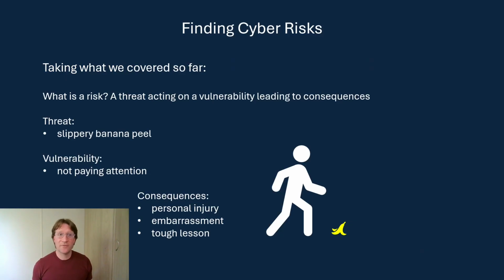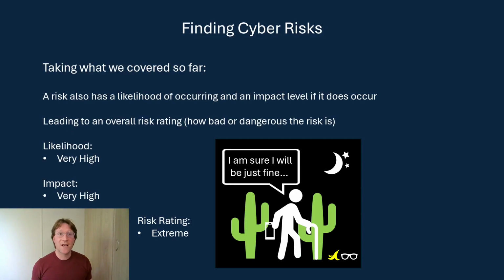So taking what we covered so far, what is a risk? It's a threat acting on a vulnerability leading to consequences. Such as in this situation, we have the threat of a slippery banana peel on the floor. The vulnerability is that the person walking is not paying attention, and potential consequences include personal injury, embarrassment, and learning a tough lesson. A risk also has a likelihood of it occurring and an impact if it does occur, leading to an overall risk rating, which is how bad or dangerous the risk is.